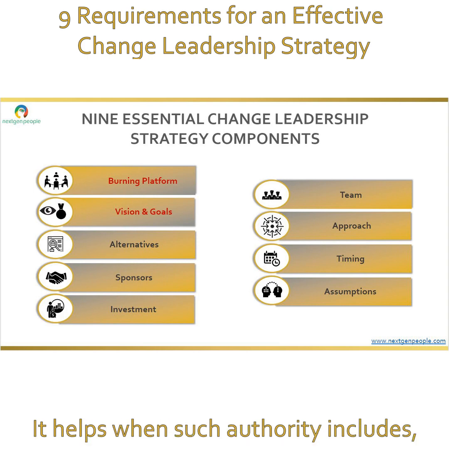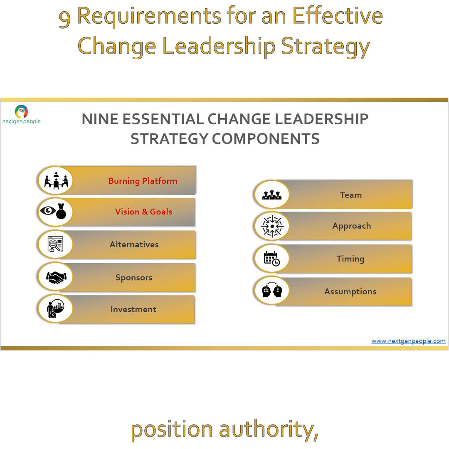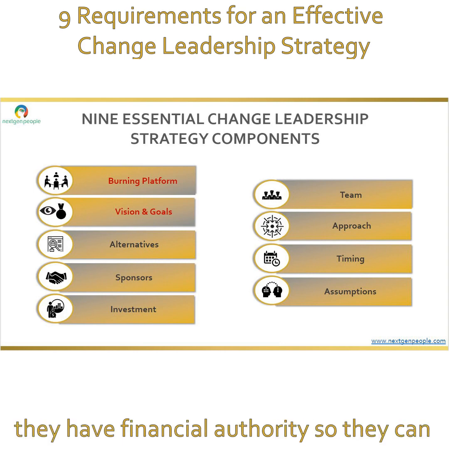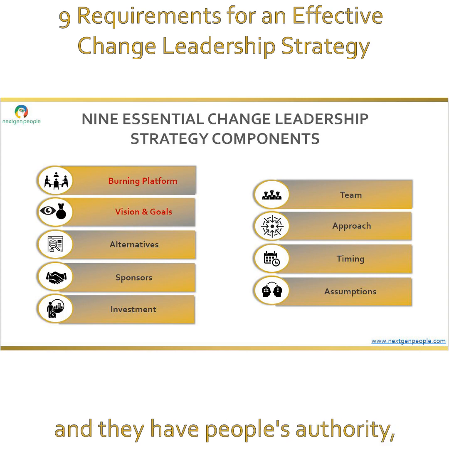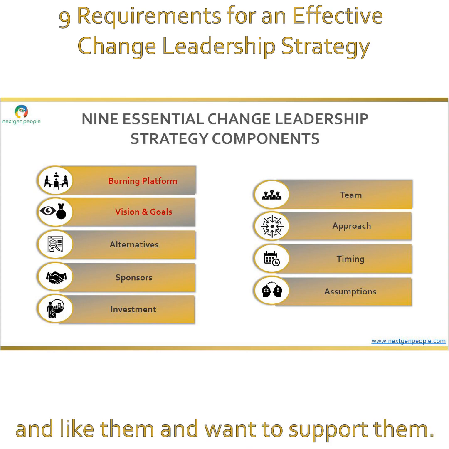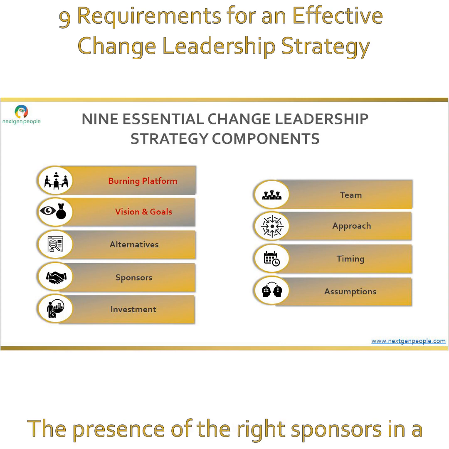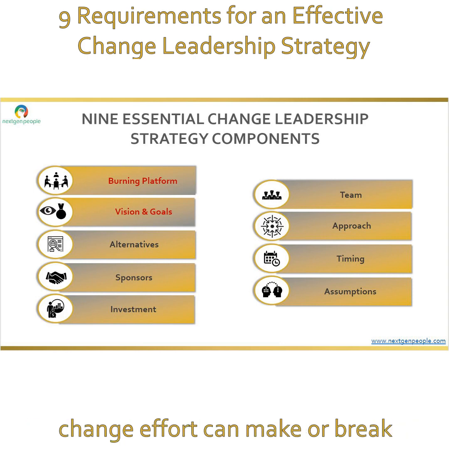Such important authority often includes positioning authority, like a COO, for example, financial authority, like a CFO, or a leader with a significant P&L to support. In this sense, the people respect different elements of authority, and that will help to gain the support that is needed, especially from SMEs throughout the organization, and to buy the right resources that will be needed. The presence of the right sponsors in a change effort can and often will make or break the success of a change.